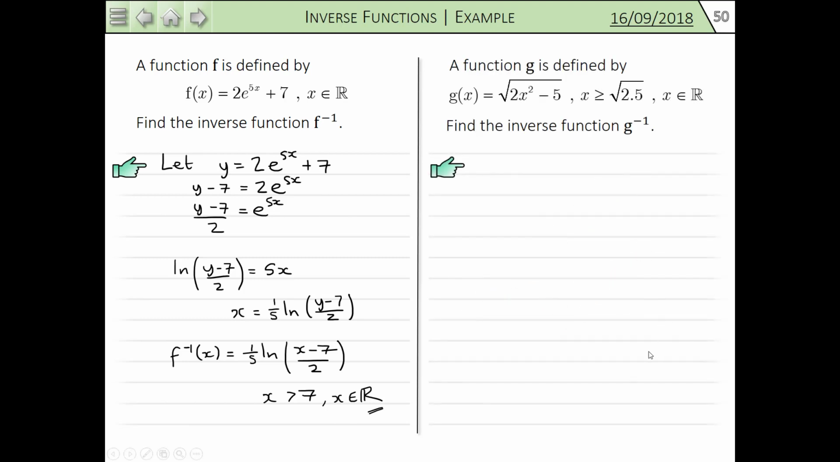Okay, at this stage I'd like you to pause the video and have a go at the problem on the right. Welcome back, hope you've had a go.